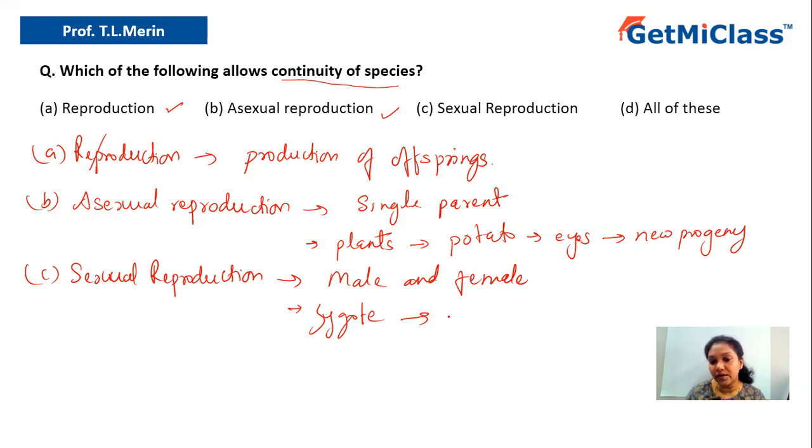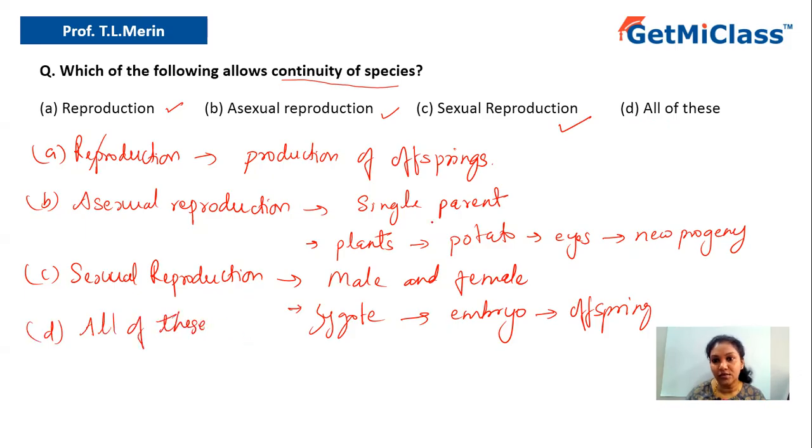So this zygote will give rise to an embryo by the process called embryogenesis, and this will give rise to the new offspring. This will grow big and it will again give rise to new offspring. So hence we can say that sexual reproduction also allows continuity of species. Option D says all of these. So yes, as we have discussed, option D, which says all of these, is the right answer.